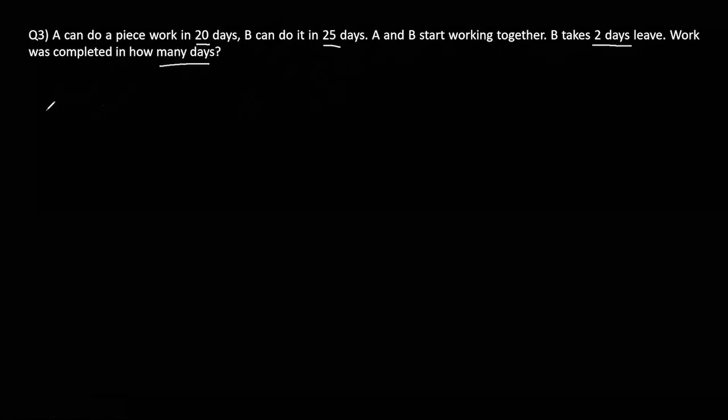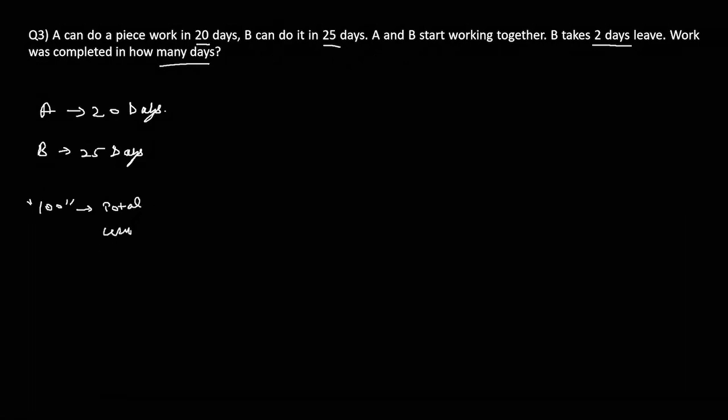Okay. Let me say that A is completing the work in 20 days and B is completing the work in 25 days. So if I look at these two numbers, I can very safely presume 100 is my total unit of work. Okay. So I'm going back to the first method that I was talking about. So 100 is the total unit of work. Then I can very safely say that A in one day will do 5 units. Not a problem for any one of us. 100 divided by 20 will give you 5. And B will do 4 units per day.